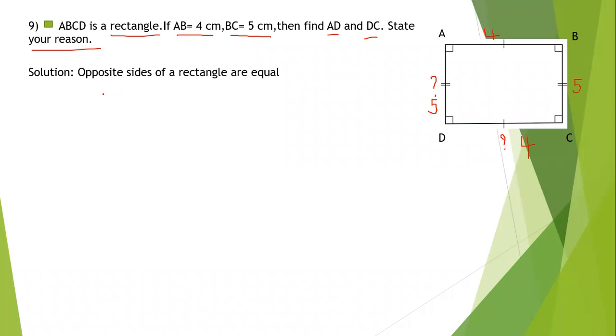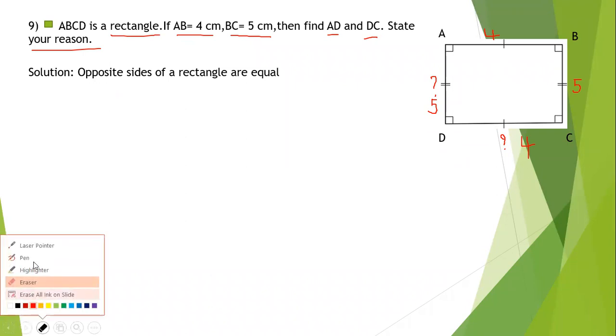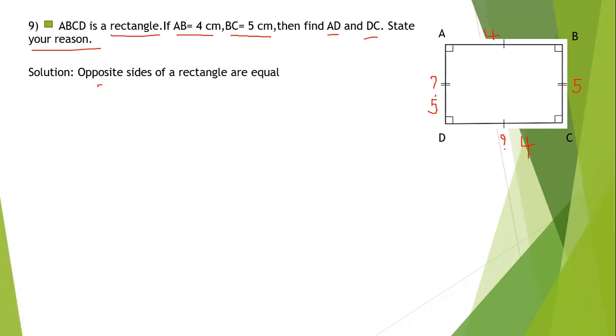In the next step, we will write side AB is equal to side DC, because both are opposite sides, right? So both are equal to 4 centimeter.